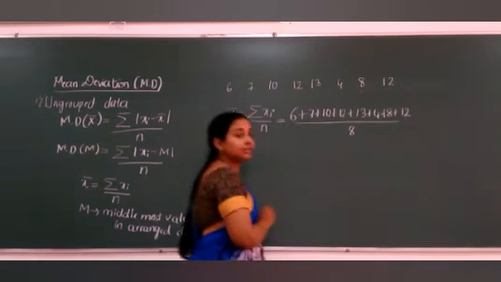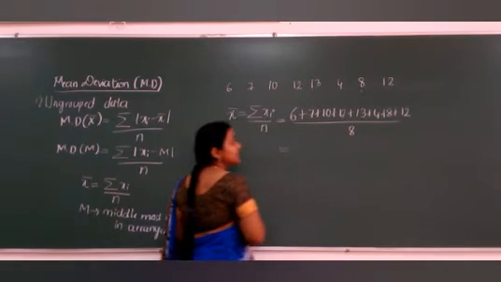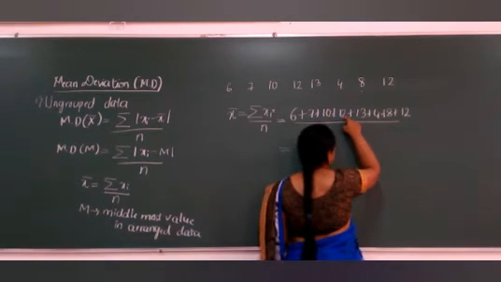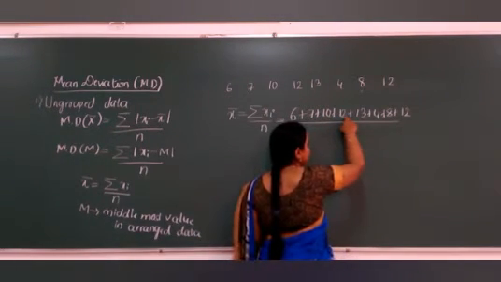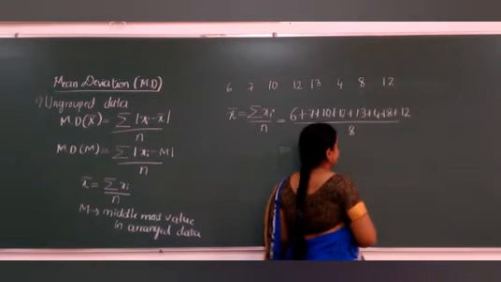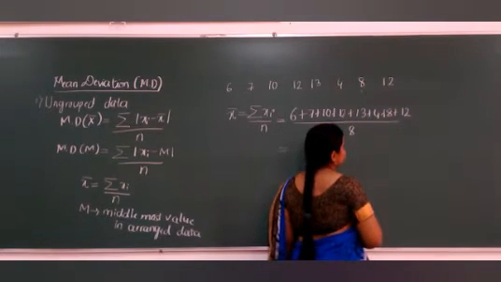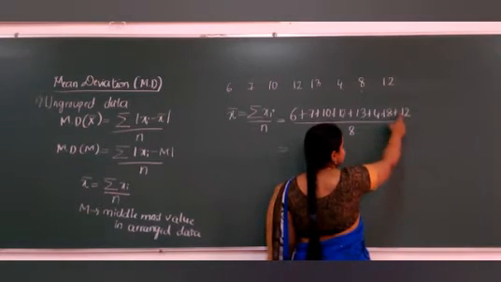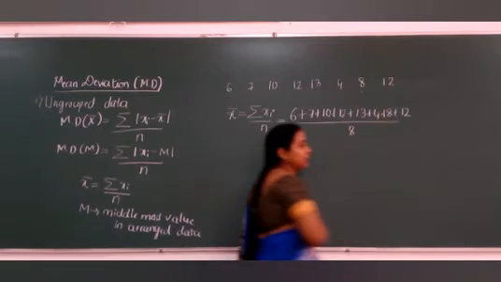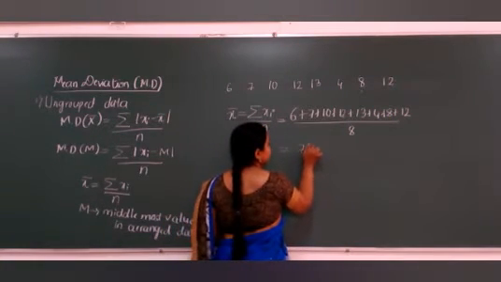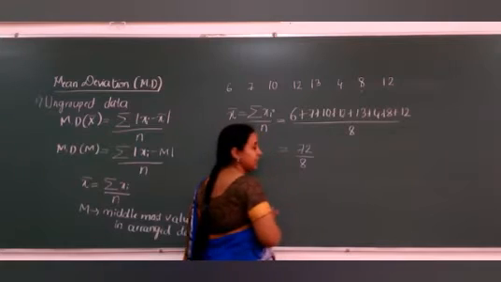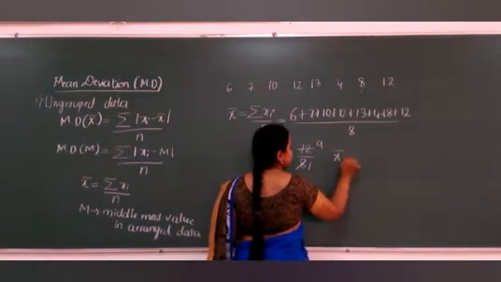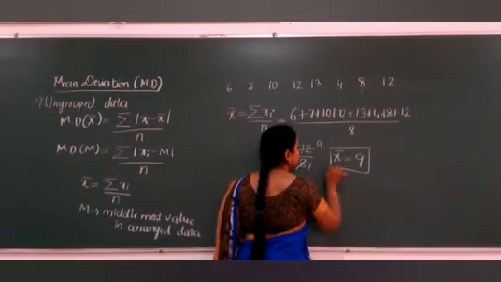Okay, now we need to add this. So let us add: 6 plus 7, 13; 13 plus 10, 23; 23 plus 12, it will be 35; 35 plus 13, it will be 48; and so on, finally the total sum will be 72, divided by 8. So 8 nines are 72. So what is our mean then? Mean is equal to 9. Okay, now we got the mean.